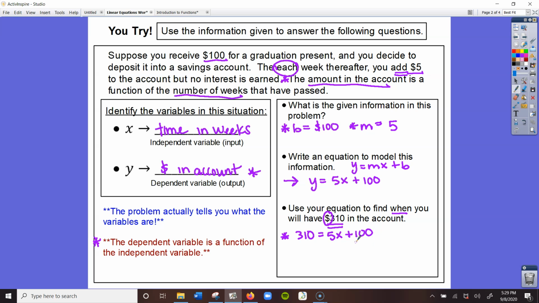And then we solve. Your first step would be to subtract this 100. And then we get 210 is equal to 5x. Our final step would be to divide by 5. And when we divide by 5, we get that x is equal to 42. Now remember that this is time, and it is time in weeks. Therefore, it would take us 42 weeks to have $310 in the account.